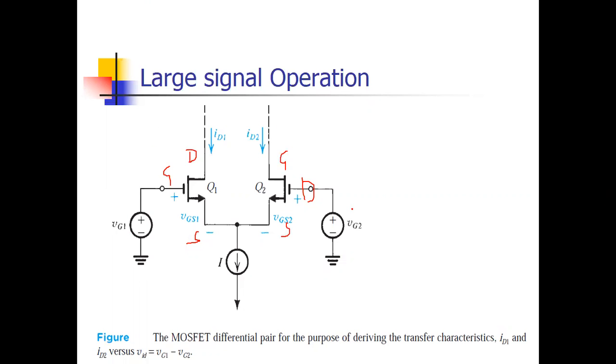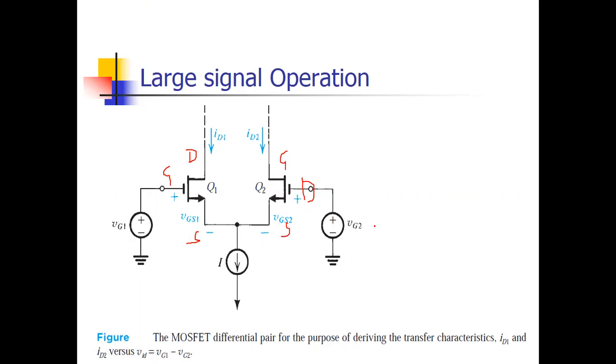If you remember, I have explained in the previous lecture, differential amplifier amplifies the difference between the input signals. So what is the difference between input signals here? VID equals VG1 minus VG2. So now the topic for today is we have to plot the characteristics.